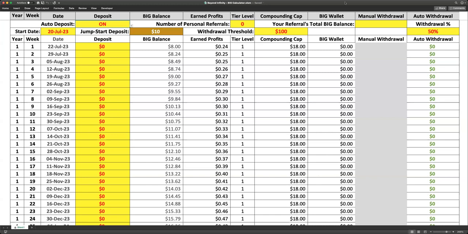Well, as you can see, we've made a modification to our big calculator, and this is now available in your back office. Now, one of the things that we've done, and JC, if you'll go down to the, right now, this is what every new member's calculator looks like, their big back office. You've got the $10 jumpstart deposit. It's defaulted at $100 the withdrawal threshold and a withdrawal percentage of 50%.